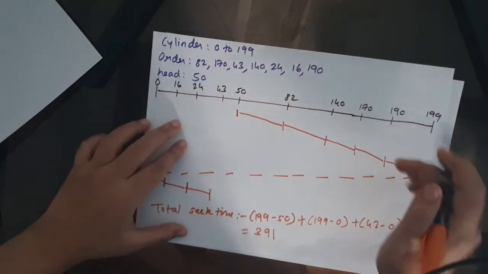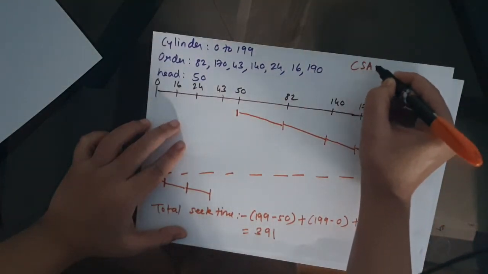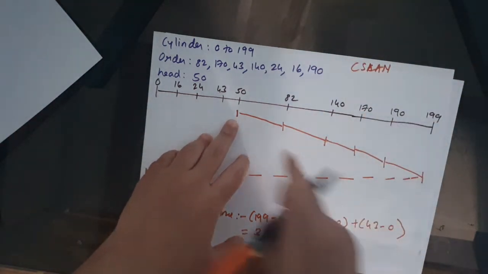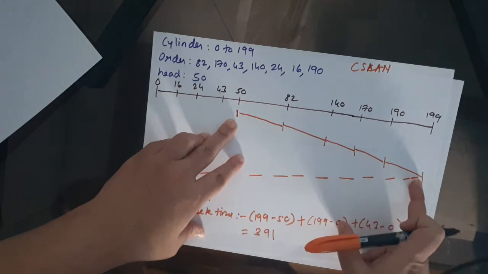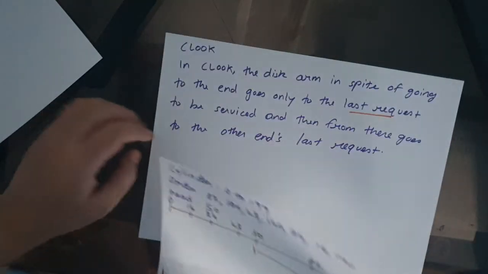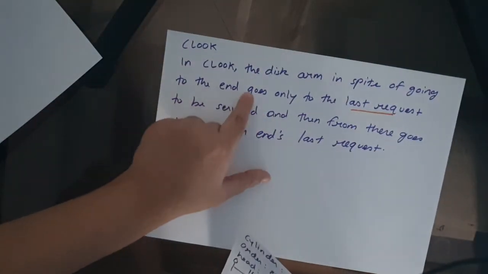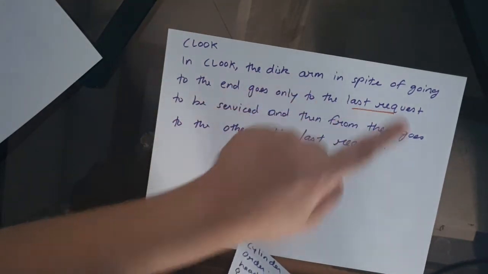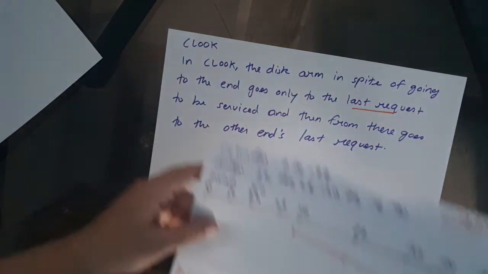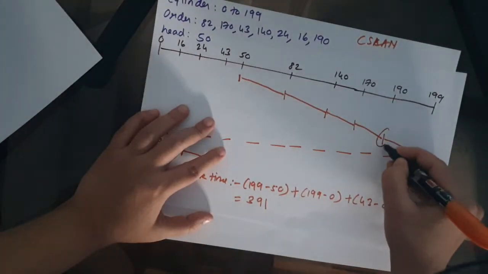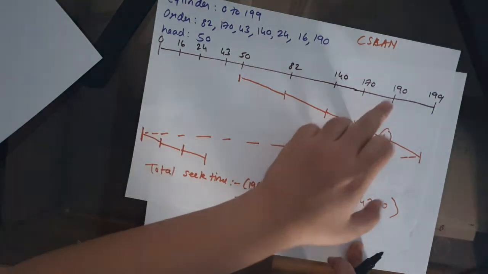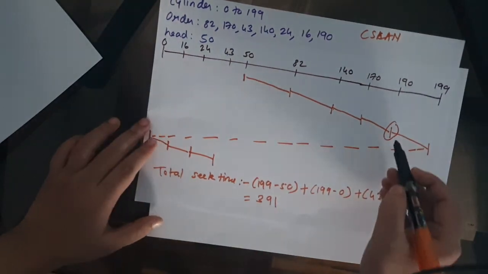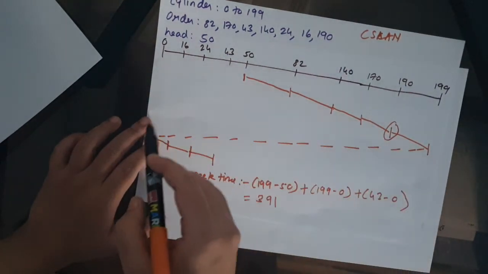This is a C-scan example that we solved. So we went in one direction, but we went till the end of the disk. Now C-look says that the disk arm is supposed to go only until the last request in that particular direction. Means we are supposed to stop right here on 190, because that's the last request to be served, and from there we are supposed to get back to the other end.